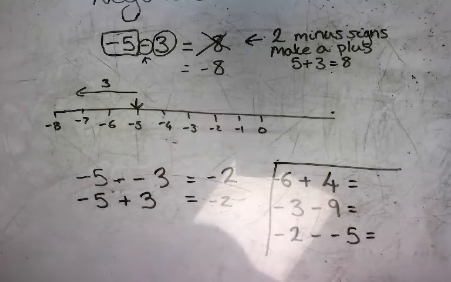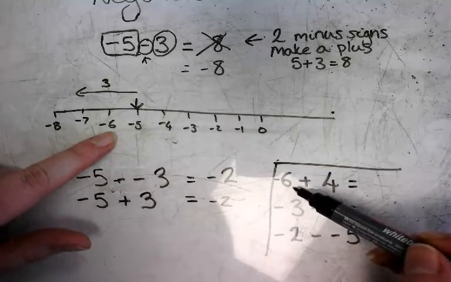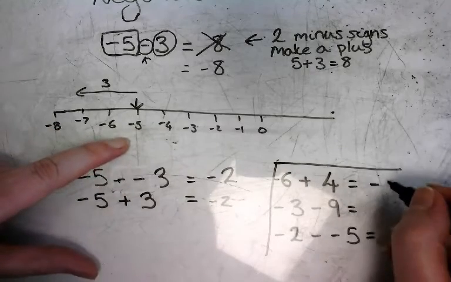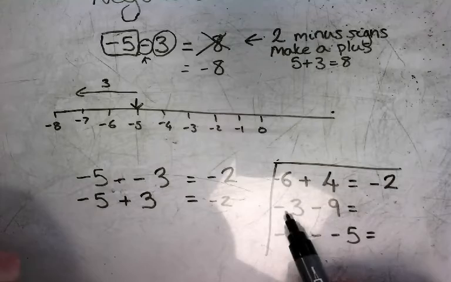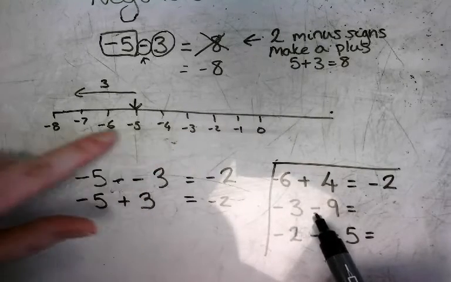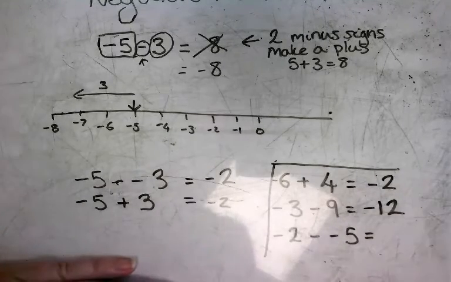Okay, in terms of answers, if we are starting at minus 6, we want to add on, so we want to move that way 4 spaces. That's going to take us up to minus 2. This time we're starting at minus 3. We're taking away, so we want to go further down the number line. We want to go down 9 spaces. That's minus 12 would be the answer for that one there.